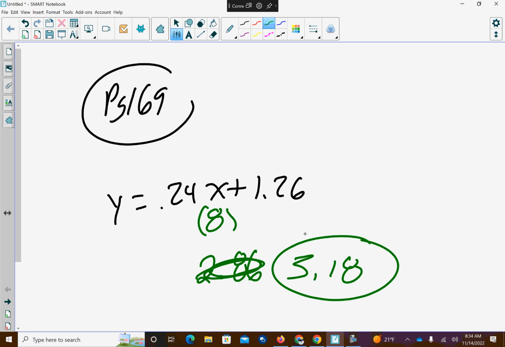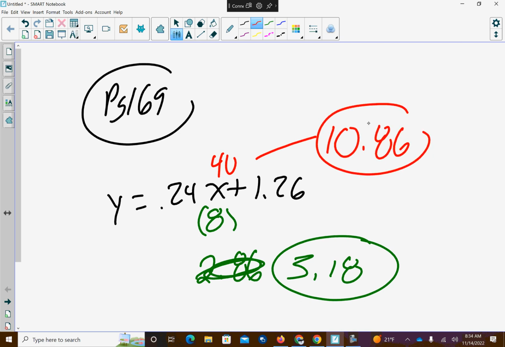And then predict the length of the jury deliberations for a trial that lasts 40 hours. Yikes. So 0.24 times 40 plus 1.26. If it was 40, that would give me 10.86. Is that about right? Yeah. Cool. And then which, if any, of the above predictions are invalid, explain why.